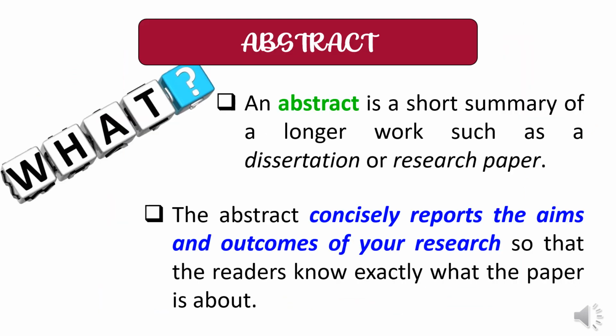First and foremost, let's define what is an abstract. An abstract is a short summary of a longer work, such as a dissertation or research paper. Basically, guys, the abstract is the gist or the summary of your paper. The abstract concisely reports the aims and outcomes of your research so that the readers know exactly what the paper is about. So take note that only the highlights or main points should be summarized on your abstract. We will go into details later on.